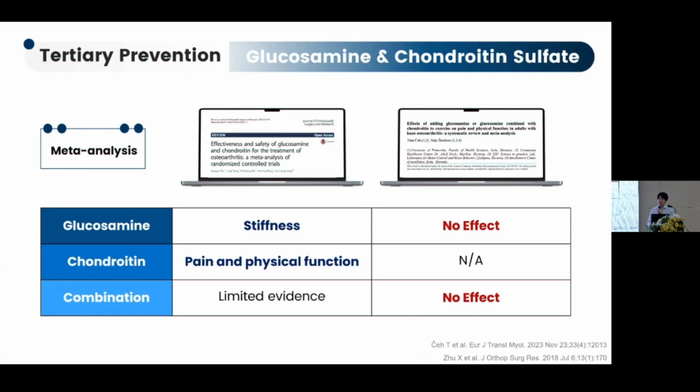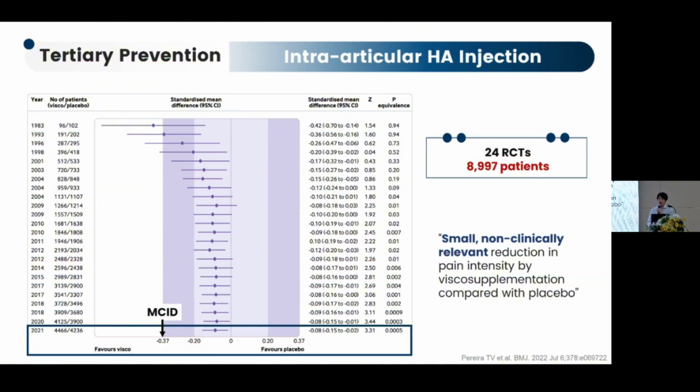Evidence regarding the use of glucosamine and chondroitin sulfates remains inconclusive, with 2 meta-analyses yielding conflicting results. Further larger-scale studies may be necessary to resolve these differences and provide clearer insights. Regarding intra-articular HA injection, a meta-analysis of 24 RCTs with a total of about 9,000 people found that although intra-articular injections may lead to greater reduction in pain score, it may still fall short of the MCID.